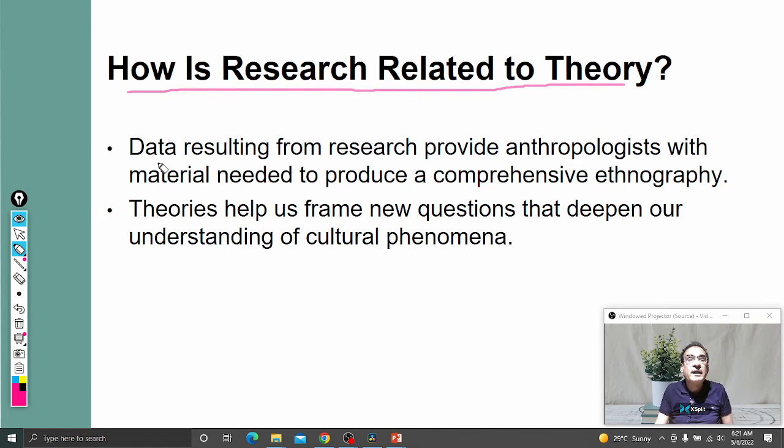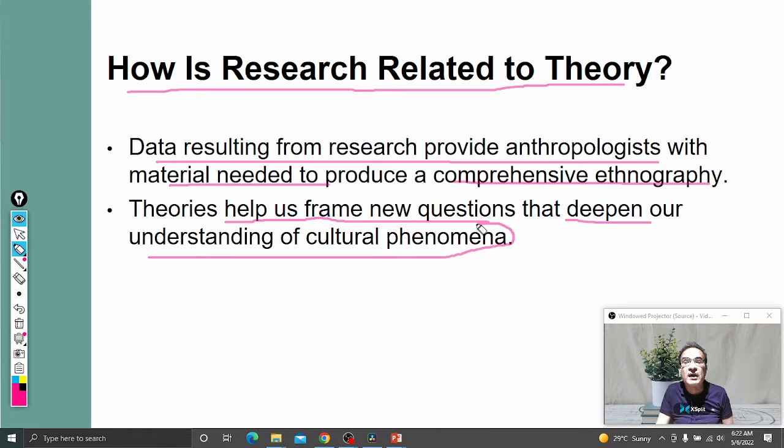Here, data resulting from research provide anthropologists with the material needed to produce a comprehensive ethnography. Theories help us frame new questions that deepen our understanding of cultural phenomena. So most of the time we understand the cultural phenomena of various cultures.